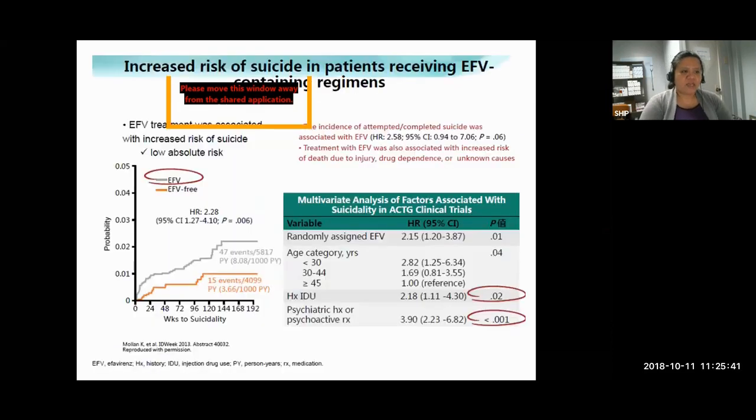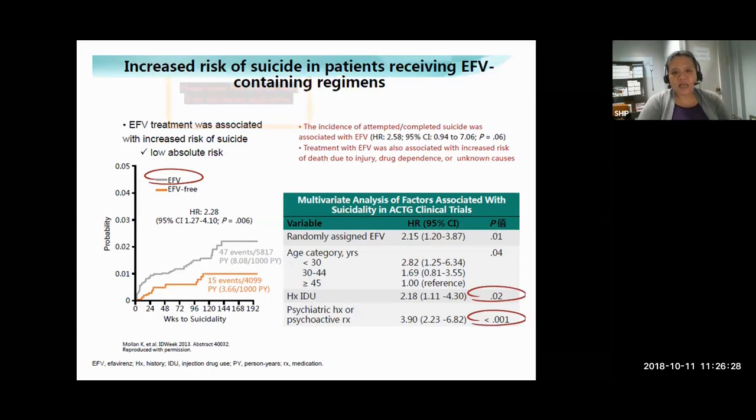So what evidence do we have? Efavirenz was associated with an increased risk of suicide compared to those who do not take efavirenz. They had 47 events compared to 15 among those who are not on efavirenz. If we nitpick the patients who are on efavirenz, here we can see that some of them have a history of psychiatric conditions or are currently taking psychoactive medication. So please, again, explore your patient's history.